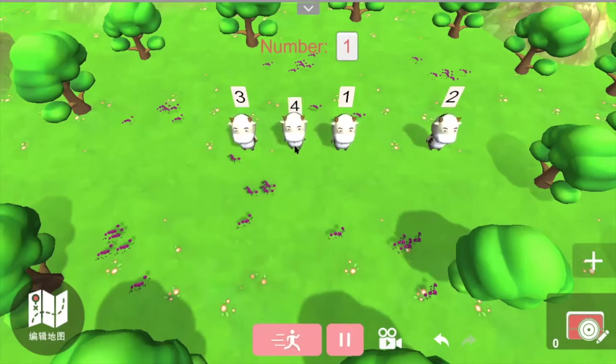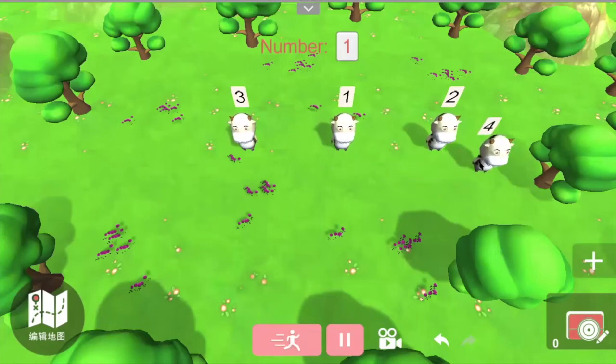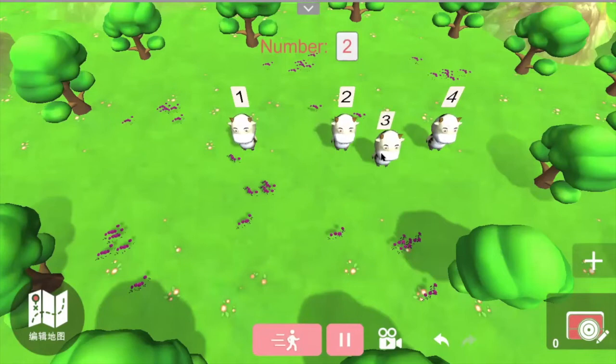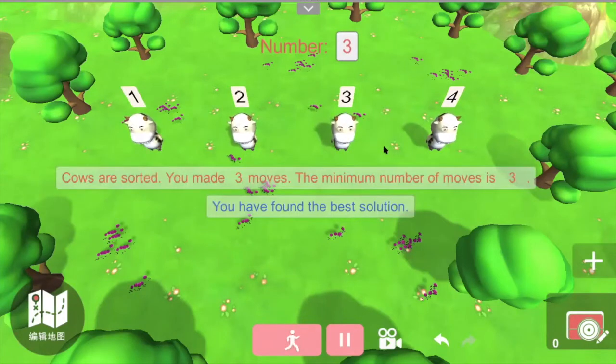If we move the 4 here, there's a problem because 1 is smaller than 4, so the 4 will need to move again. So should we move the 4 here? It's bigger than 1, so it's okay for 1, but the 2 is still smaller than that, so the 4 will need to move again. So the best way is to move the 4 here, right? Now we can move 3. Where should we move 3? Behind 2. Now, good. We made 3 moves, and in fact, that's the minimum number of moves.